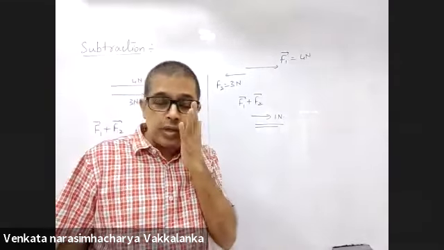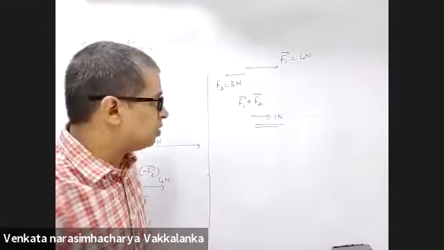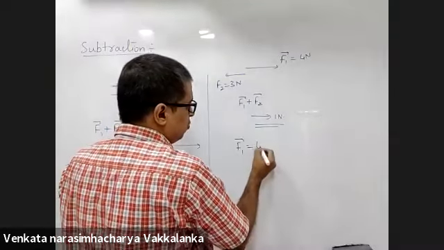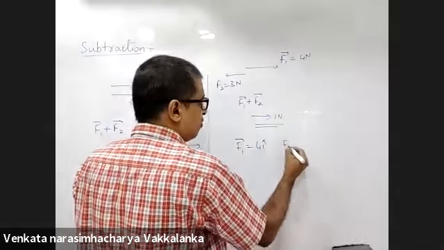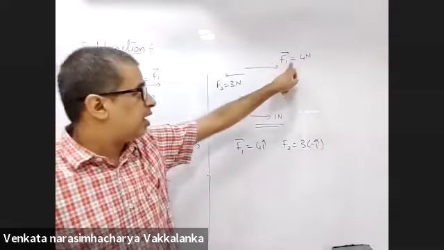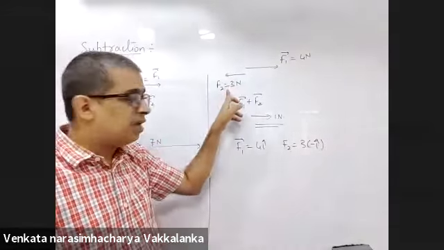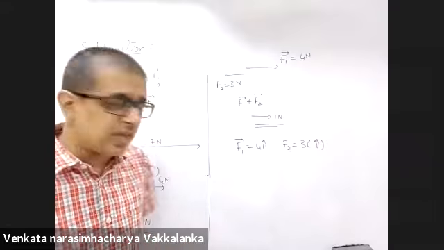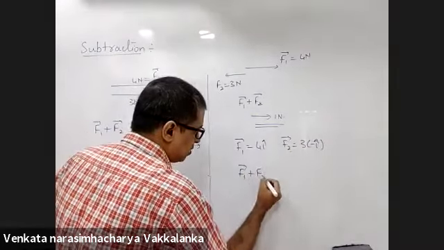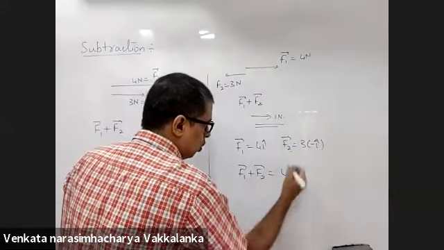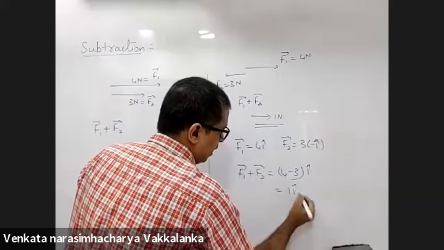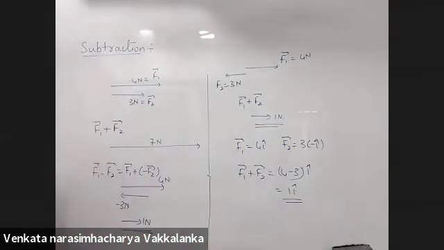Mathematically, I don't want to think so much. Mathematically, will I get the answer? Simple. What you are expected to do is write F1 as 4 i cap, F2 as 3 minus i cap. Add both of them. F1 plus F2 is 4 minus 3 i cap. This is 1 i cap. Sounds much easier.